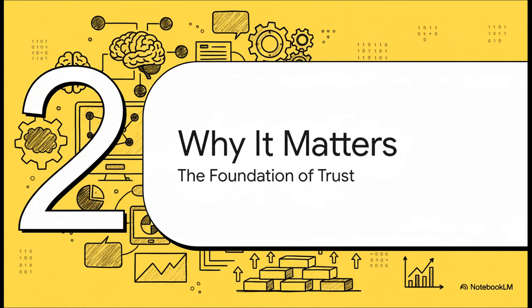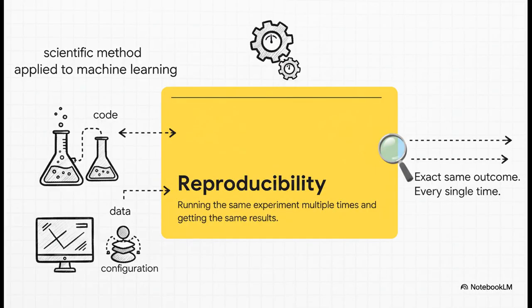Which brings us to a really crucial question. Why should you even care this much? Well, because reproducibility isn't just some nice-to-have best practice. It is the bedrock of building trustworthy machine learning systems. And at its heart, the definition is super simple. It's just the scientific method, but for ML. It means if I take your code, your data, and your exact setup, I should get the exact same result. No surprises, every single time.